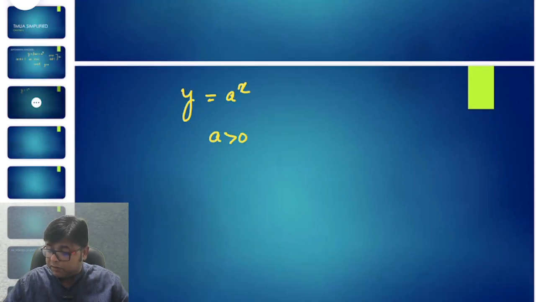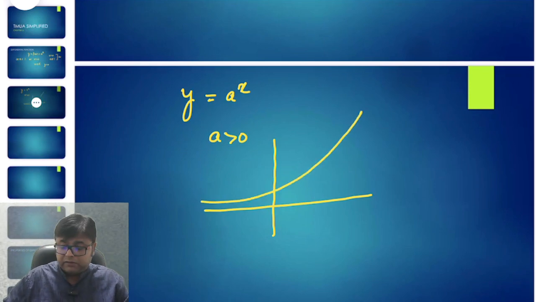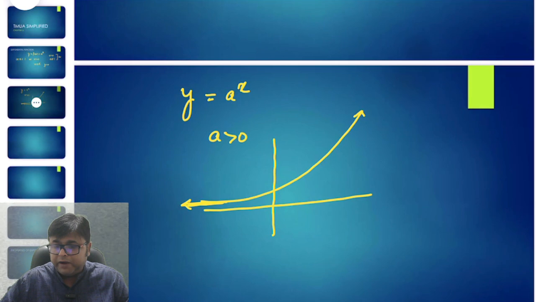if a is greater than 1, the graph of this would look like this, right? So this is how it looks like. It goes like this. The shape is like this. So for x being negative, it will become very small, almost approaching 0 but not 0. So it can't be 0 and negative.